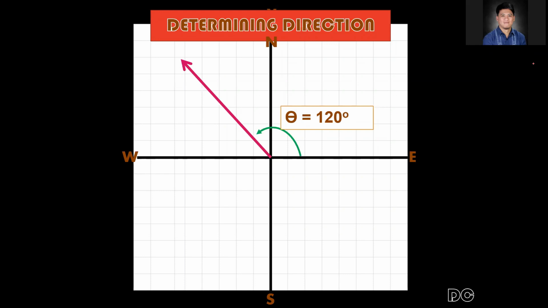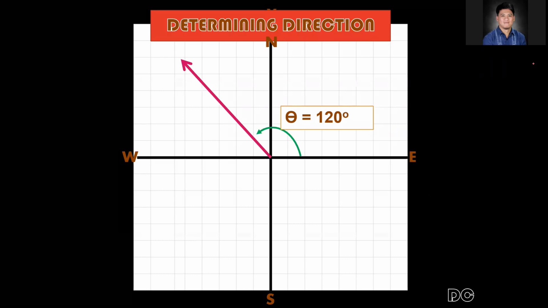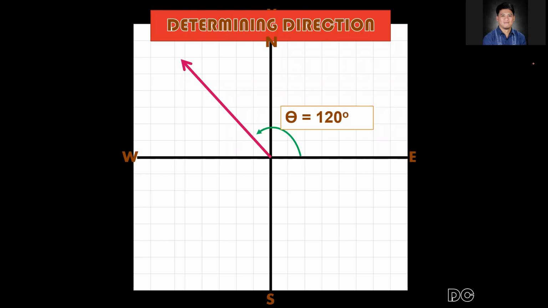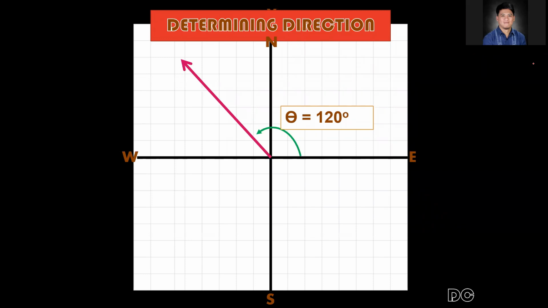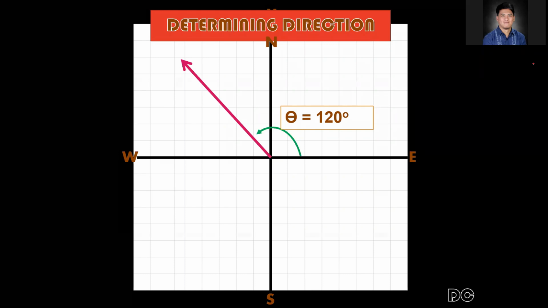So how to lessen the value of our angle, which in this case is equal to 120 degrees? Since it passes through the y-axis, through the axis of the north, and we all know that north is equal to 90 degrees, therefore we subtract the angle that is equivalent to the axis of the north, and that is equal to 90 degrees.